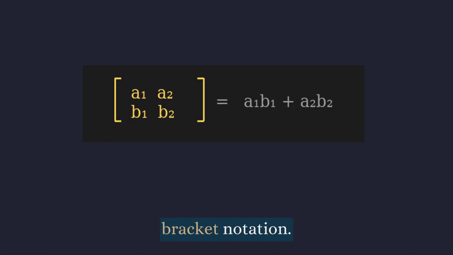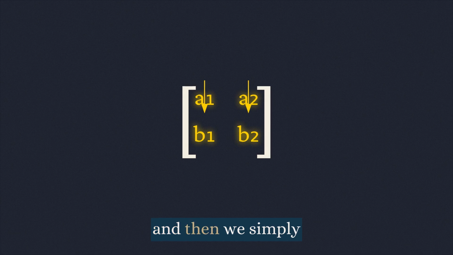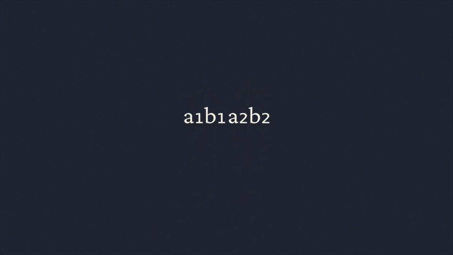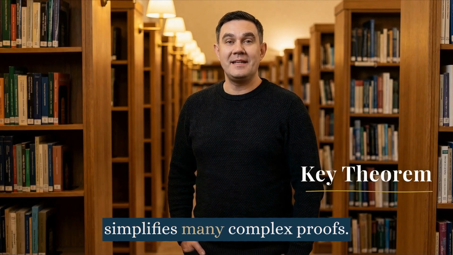Now, we introduce the bracket notation. This bracket represents the sum of the vertical products. Watch how each column gives us one product, and then we simply add them together. Simple, yet powerful. This leads us to a remarkable observation that simplifies many complex proofs.